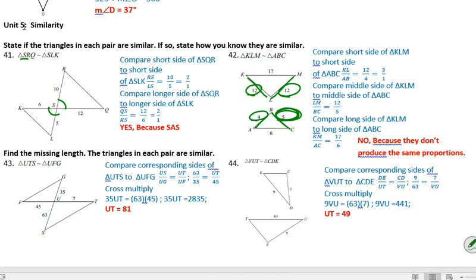So there's no way that these two triangles can be similar, because they don't produce the same ratio. All right, so now with UTS being similar with UFV, number 43 says find the missing length.